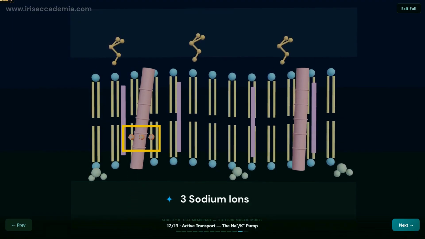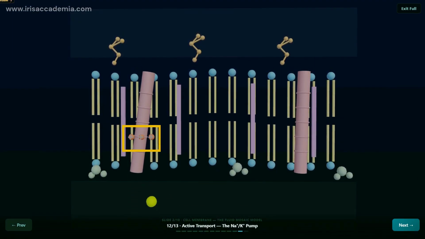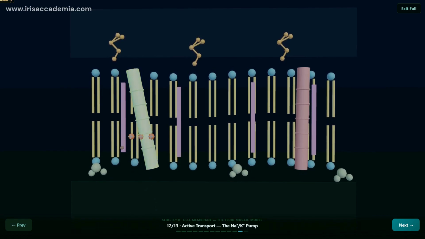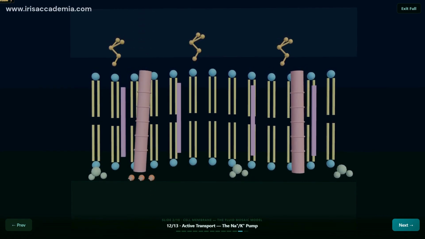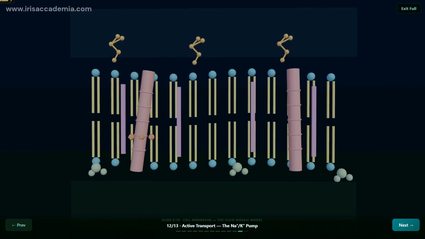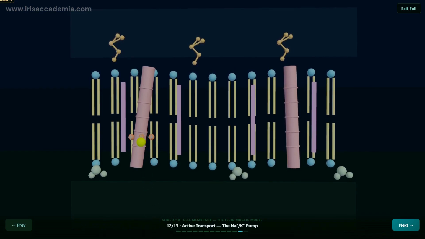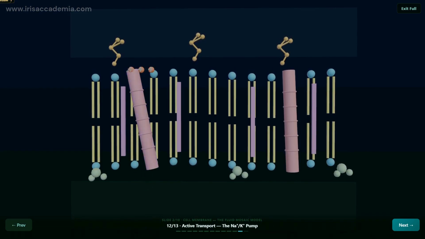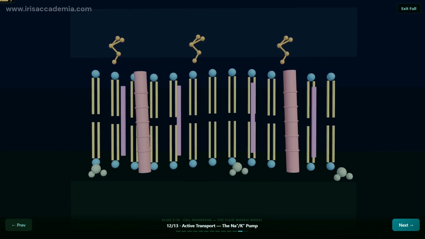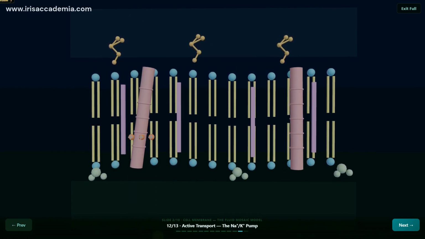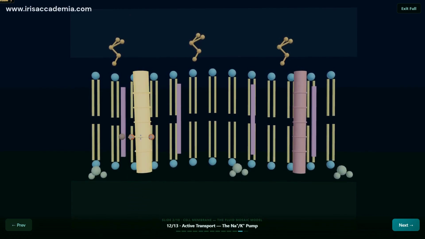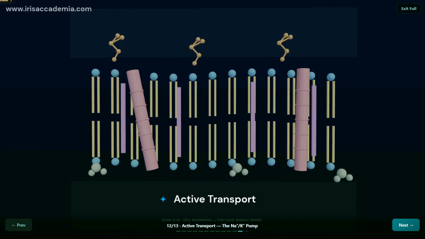Three sodium ions, shown in orange, bind to a carrier protein inside the cell. ATP arrives and transfers energy to the protein through phosphorylation, triggering a brief energy flash. The protein changes shape, opening outward and forcing the sodium ions out of the cell against their concentration gradient. Unlike diffusion, this process requires energy. This is active transport.